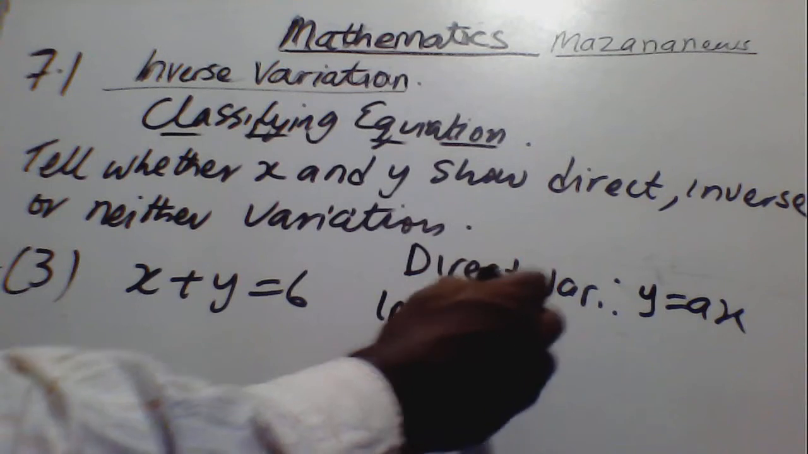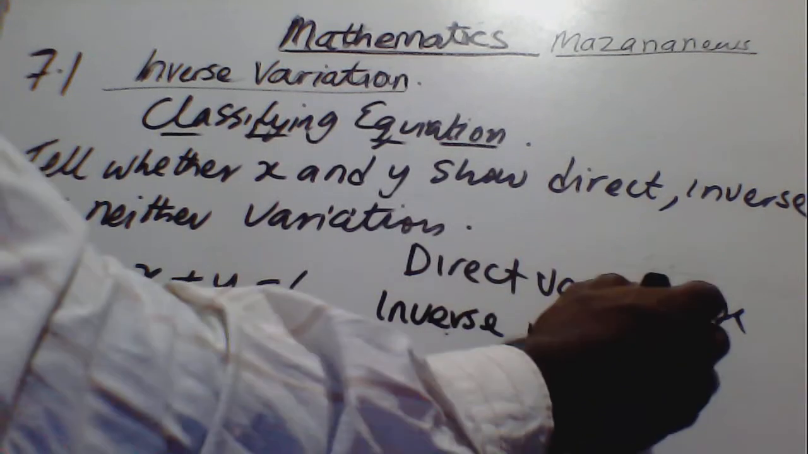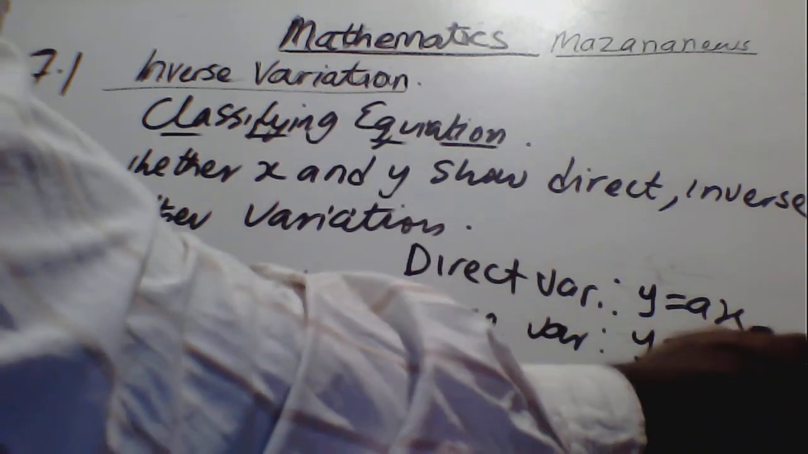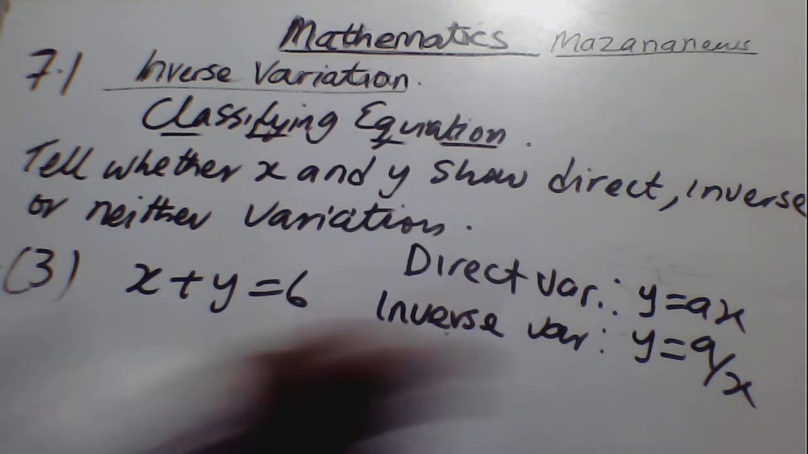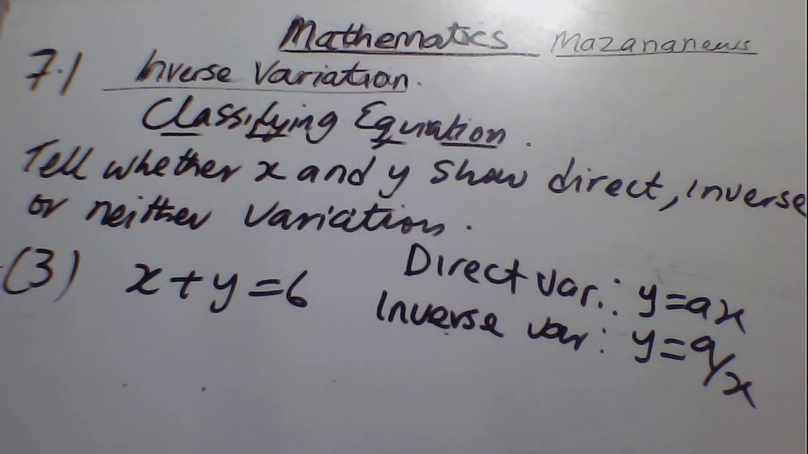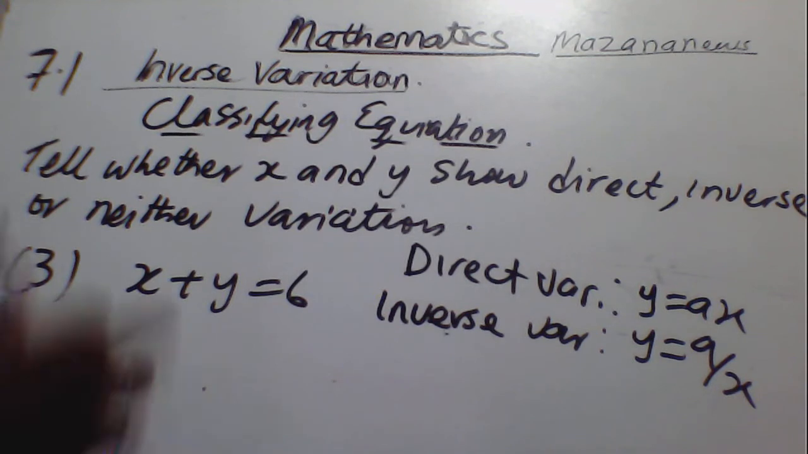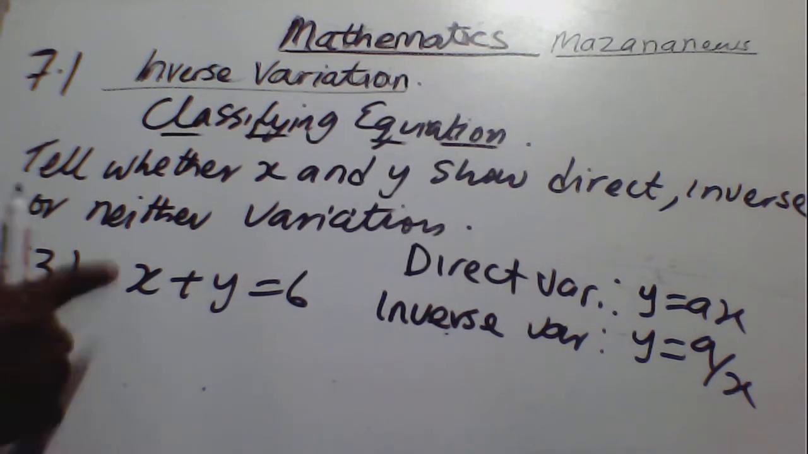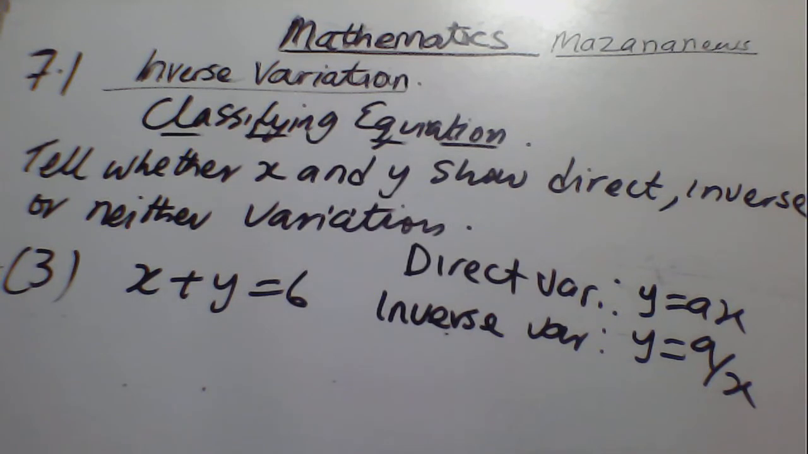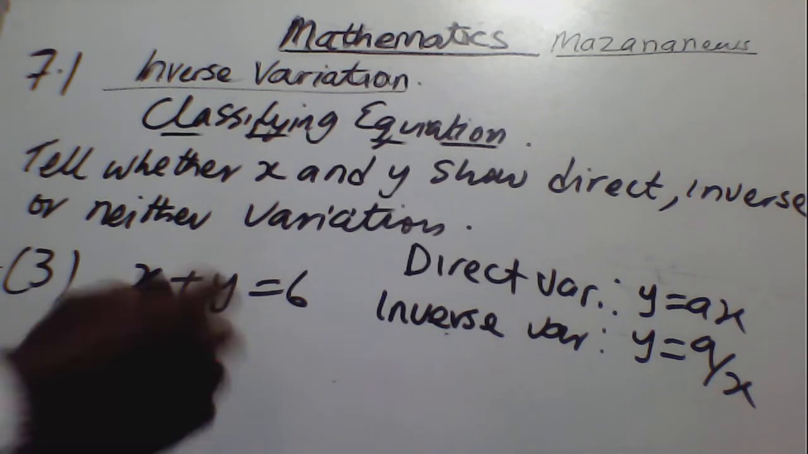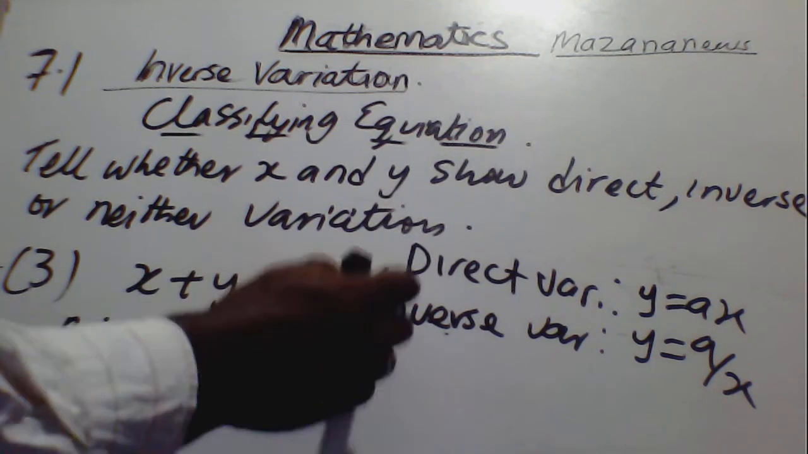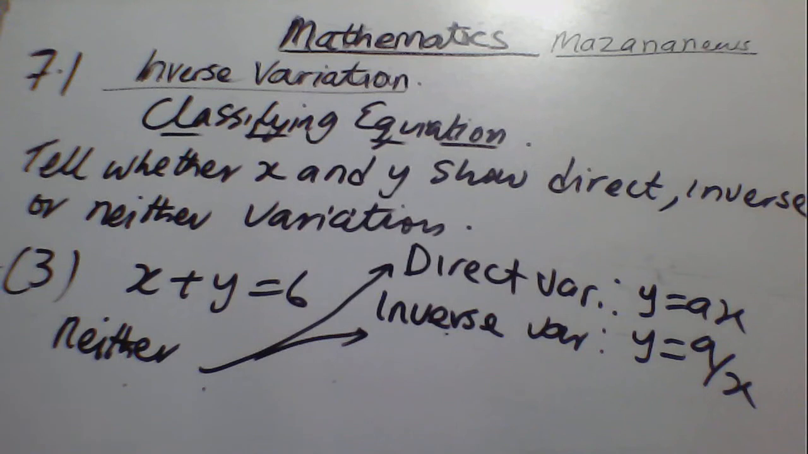Inverse variation is in this form: y is equals to a over x. So looking at this equation and these two given equations, does this resemble any of them? No. So x plus y equals to 6 is neither what? Direct or inverse variation. So in this case, it's neither direct variation nor inverse variation.